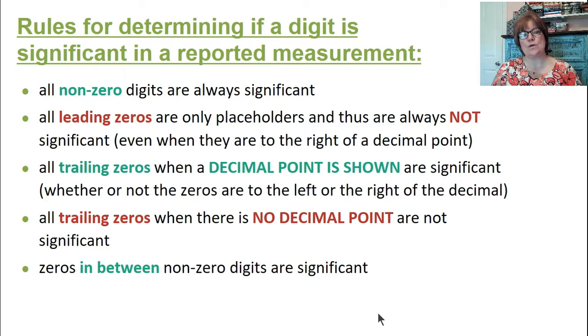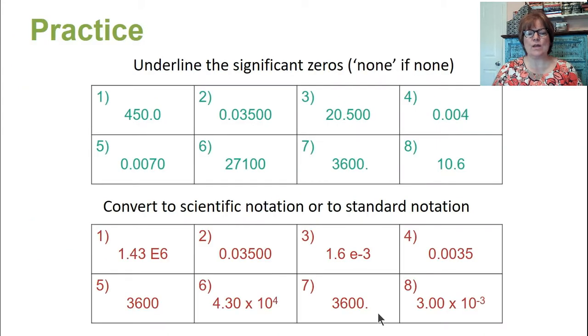And then zeros sandwiched in between non-zero digits are significant. In the number 207, the 2 is 2 hundreds, 0 tens, and 7 ones, so that 0 is a measured 0. When we get to class, I'm going to have you practice this, but if you want to pause and take some time to practice, underline the significant zeros. I'm not worried about the non-zero numbers because they are significant, but if you want to underline them too, that's fine.